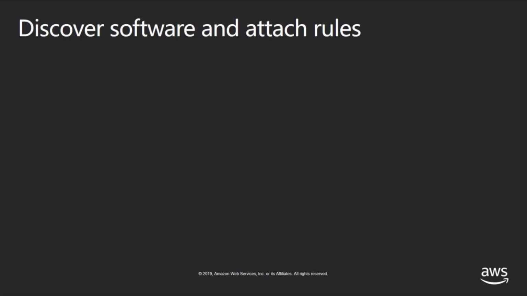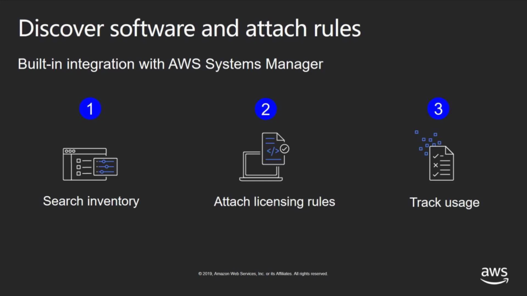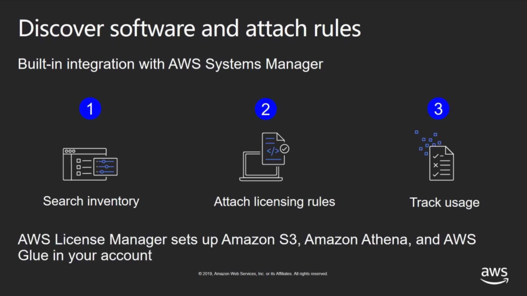Additionally, administrators can discover software installed on instances. License Manager has a built-in integration with AWS Systems Manager, and it leverages Systems Manager's inventory service to search for software. They can search for software, attach licensing rules to instances, and track them through their lifetime using License Manager's dashboard. There is an automated setup that License Manager performs to enable discovery. The setup stores the data in the customer's account with S3, Athena, and Glue in your account.